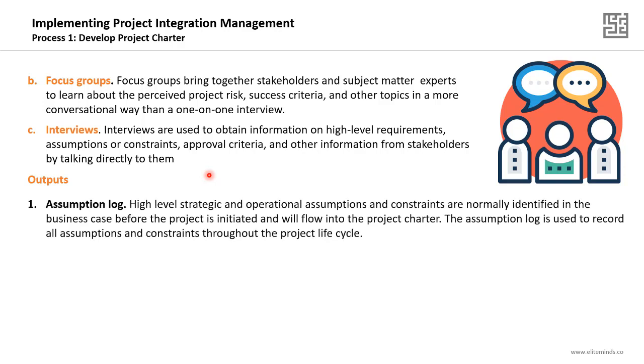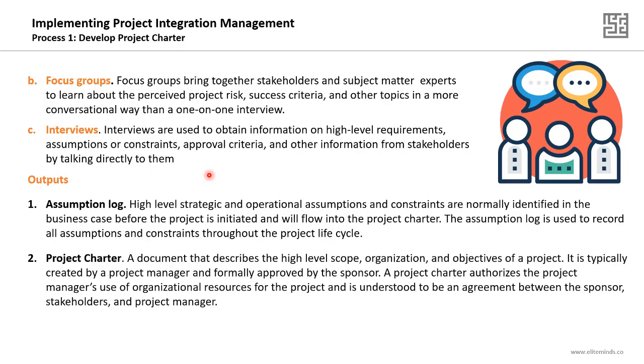Now, what are the outputs of this process? We will have one important project document where we are going to document all the assumptions: the assumption log. High-level strategic and operational assumptions and constraints are normally identified in the business case before the project is initiated and will flow into the project charter. The assumption log is used to record all assumptions and constraints throughout the project lifecycle. So this is a live document. You will create the assumption log in this process. However, it will be updated frequently as an output of other project management processes. So it's a document where all the assumptions and constraints are being recorded.